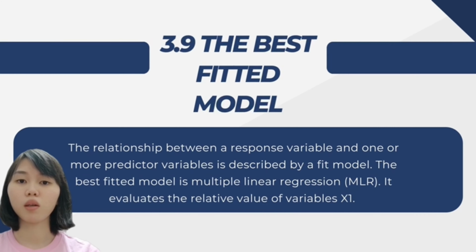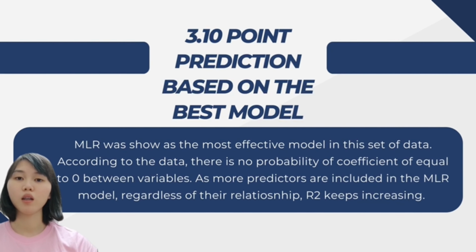According to the model comparison in 3.8, the fitted model is multiple linear regression (MLR). The reason for selecting MLR is that it evaluates the relative value of more variables such as x1, x2, x3, x4, x5, and x6. According to the data, there is no probability of a coefficient equal to 0 between variables. As more predictors are included in the MLR model, regardless of their relationships, R2 keeps increasing.